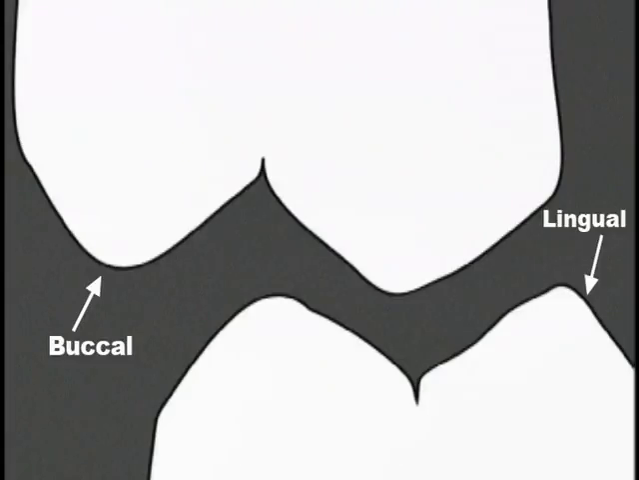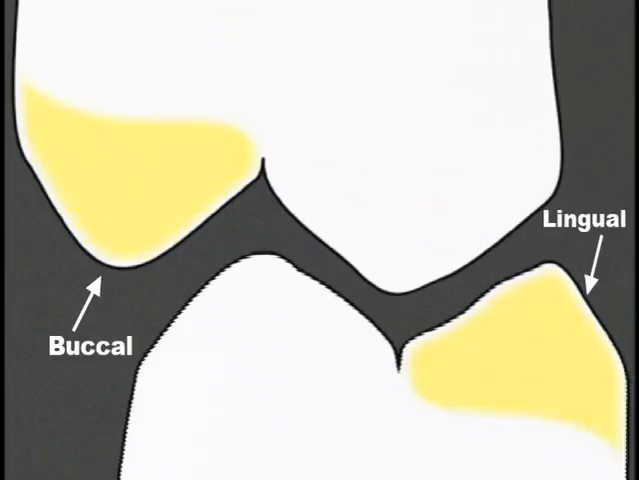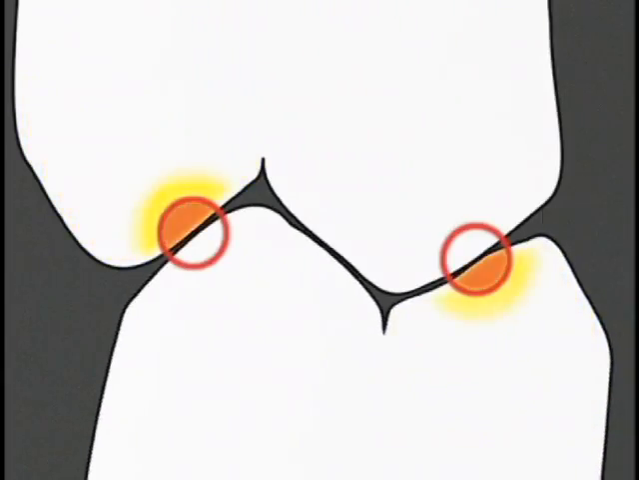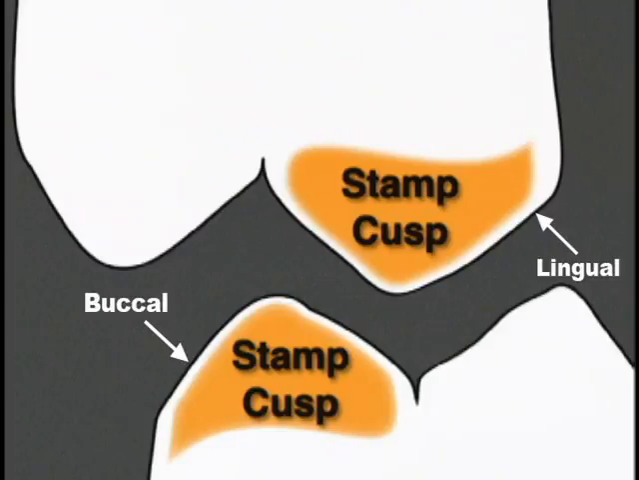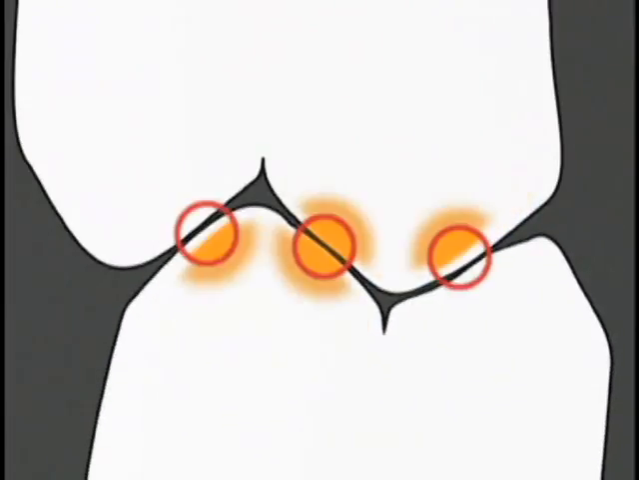Now, I'm going to cover some aspects of the way cusps function. And to do that, I want to start by introducing stamp and shear cusps. The lingual cusps on lowers and the buccal cusps on uppers are called shear cusps. The occlusal contacts on shear cusps are within their occlusal tables. The buccal cusps on lowers and the palatal cusp on uppers are called stamp cusps. Stamp cusps have contacts not only within their occlusal table, but also outside of their occlusal tables, specifically on the buccal aspect of the lower stamp cusp and the lingual aspect of the upper stamp cusp.